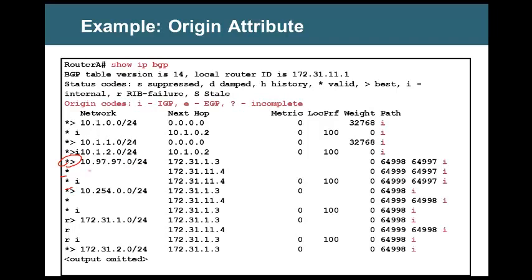Let's see why. All three have got the same next hop. There is a tie. After next hop, what will it check? It will check the weight, and all three have got 0, 0, 0. That's the first attribute. There is a tie in the weight. So if there is a tie in the weight, then it will check the local preference.